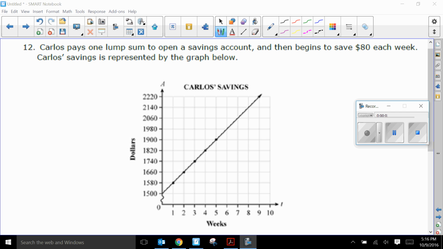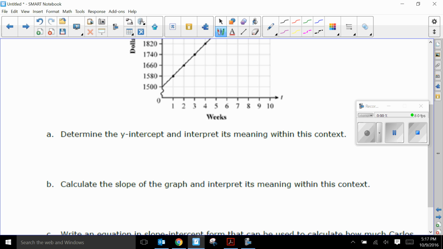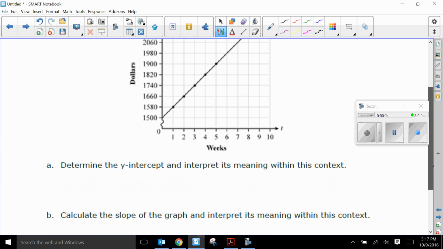Carlos pays one lump sum to open a savings account and then begins to save $80 each week. Carlos's savings is represented by the graph below. Okay, so A says we need to determine the y-intercept and interpret its meaning within this context.